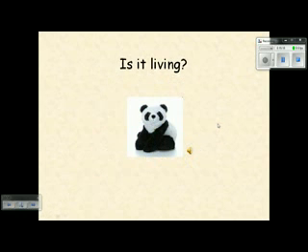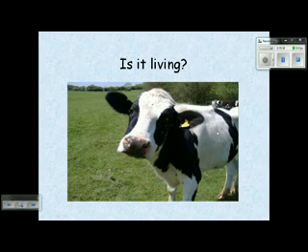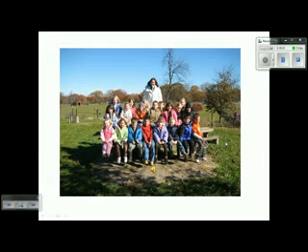What about this? Do you think it's living? No. You need to know why it's no? Let's listen to the sound. Oh, it's a toy, right? A panda cannot talk like us, so let's hear it again. Yes, it's a panda toy, so it's a non-living thing. What about this? It's a cow, right? The cow is living. Yes, very good. What about these? They are boys and a teacher. So, excellent. They also are living things. Very good.